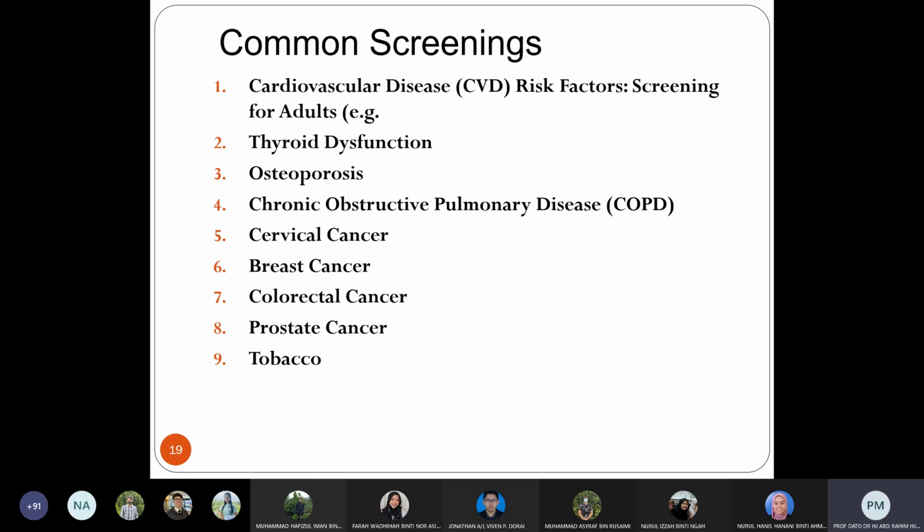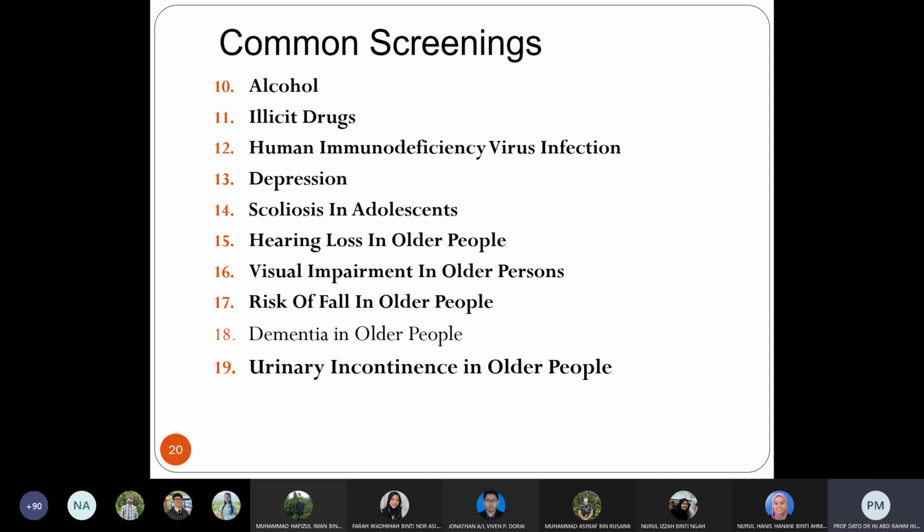Okay, so these are the common screenings that have been done. Cardiovascular risk factor screening, thyroid dysfunction, osteoporosis, chronic obstructive pulmonary disease, cervical cancer, breast cancer, colorectal, prostate, tobacco, alcohol, which is used by police also, alcohol screening with a breath analyzer, illicit drugs, all the drugs that are tested, to identify HIV, depression, scoliosis, hearing loss in the elderly, visual impairment, risk of fall in older people, dementia, urinary incontinence, and so on. So many common screenings.